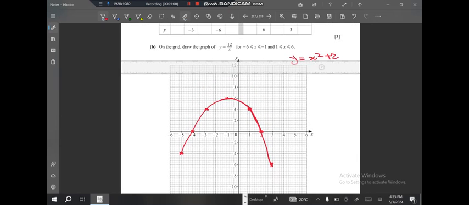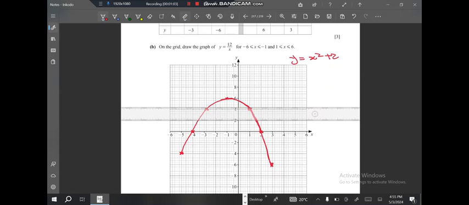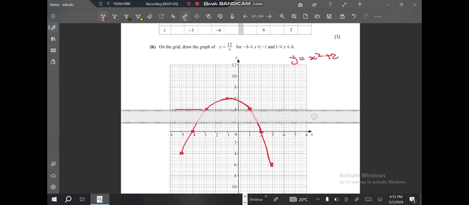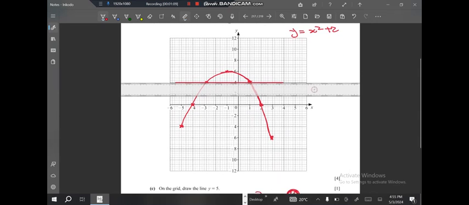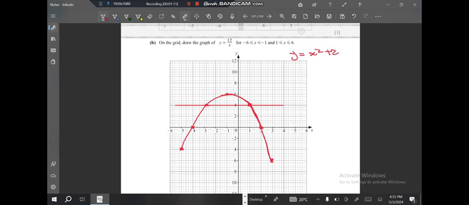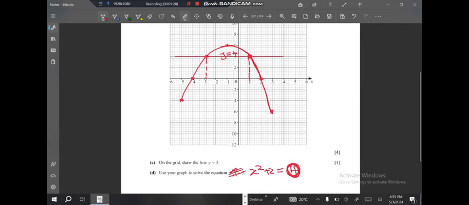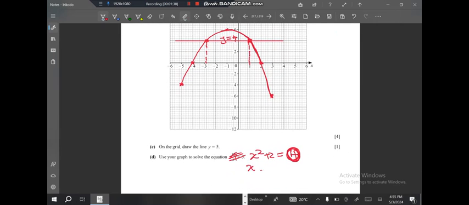Then after drawing the line y equal to 4, you mark where it meets your curve. This is y equal to 4. Where does it meet the curve? Where it meets the curve, go down to the x axis. So you will get x equal to plus and minus 3. Or minus 3. You have found 2 values.